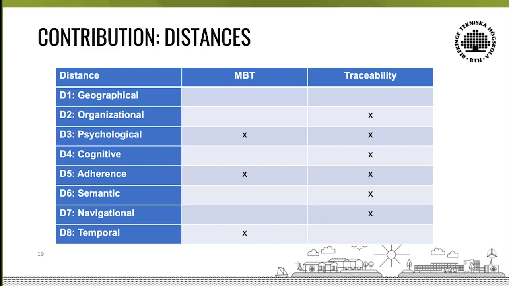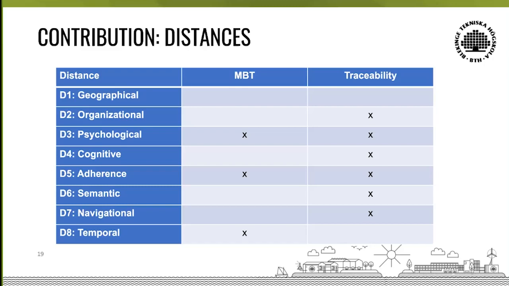As for traceability, first the organizational distance. This opens the communication between people from different organizations and different organizational structures, such as between testers and requirement engineers, as they understand what should be tested and how it should be tested. And psychological distance also. It's easier now to communicate with other people because we know what we're talking about, what the requirements are, and what verification for these requirements exists.